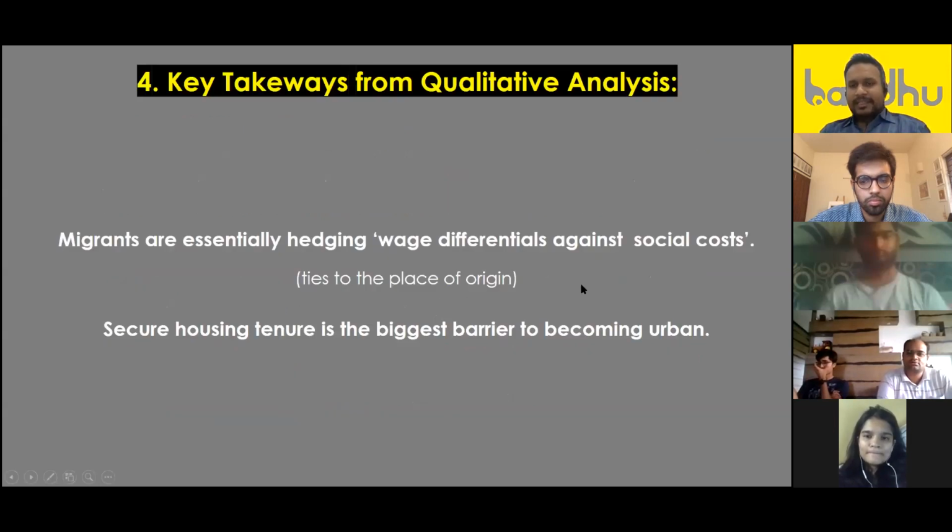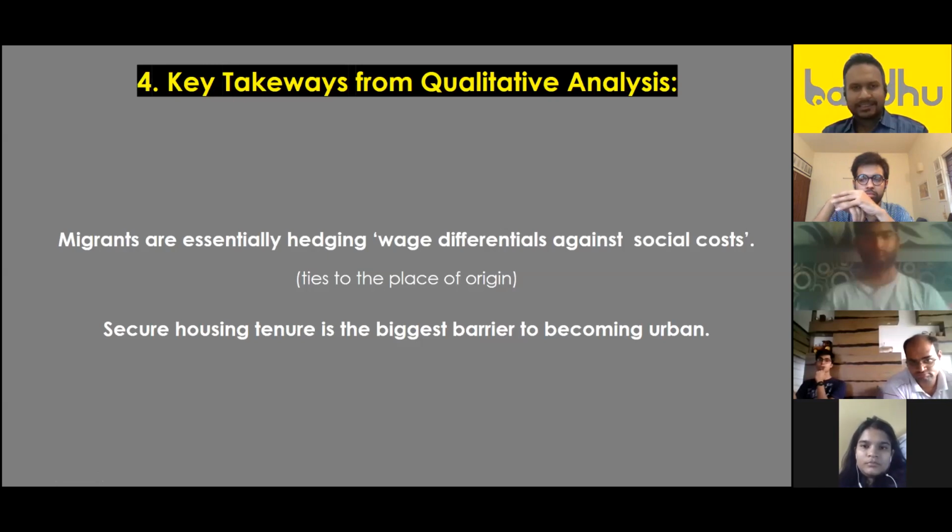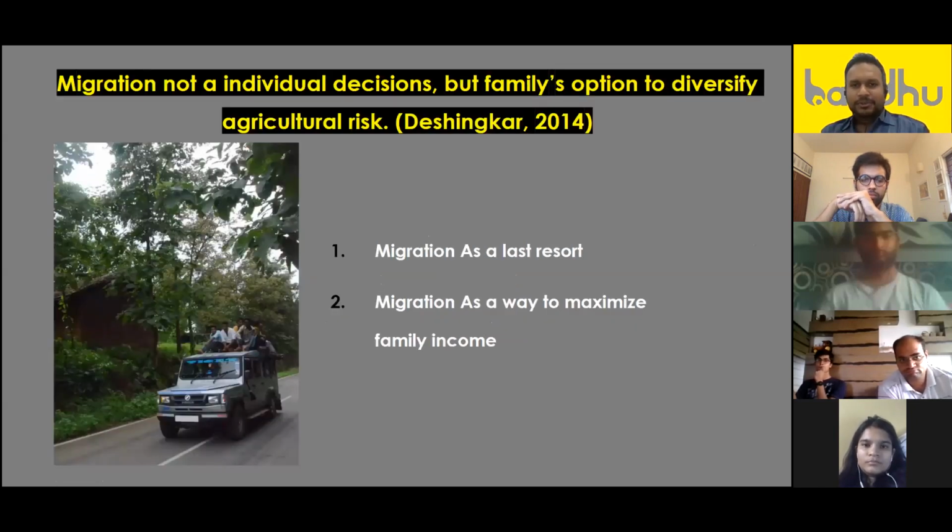So, well, key takeaway, the migrants are basically hedging. By hedging, I mean it's an either-or situation of wage differential, that is making more money versus losing out on social capital. And the second thing they say is getting permanent housing or proper reliable housing is the biggest barrier that prevents them from settling down in a city. It's either too expensive or unreliable or bad conditions, things like that. So of course, a lot of scholars have already done work on this before.